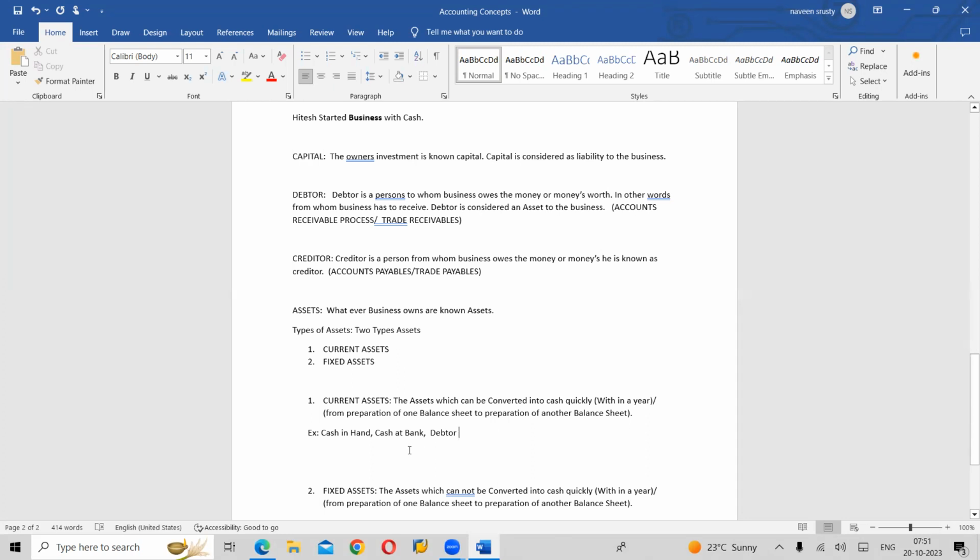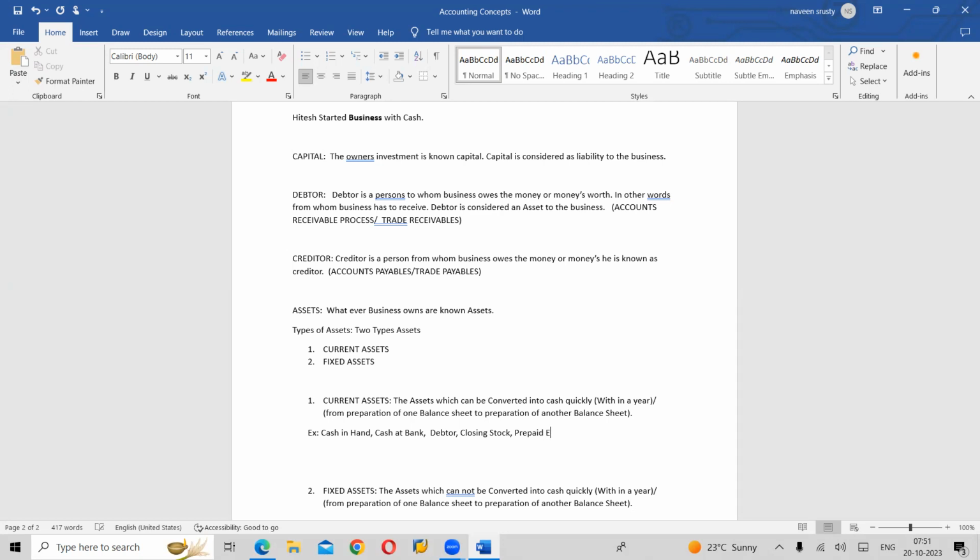Okay, so cash in hand, cash at bank, debtors, right? Like your closing stock. I'm taking only a few examples. Closing stock. Next one, prepaid expenses.